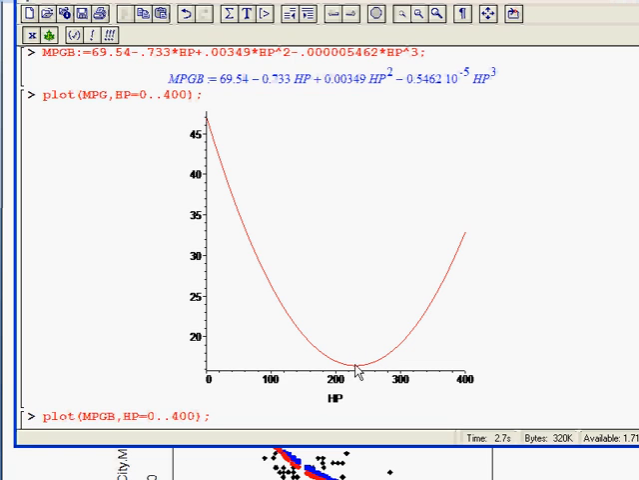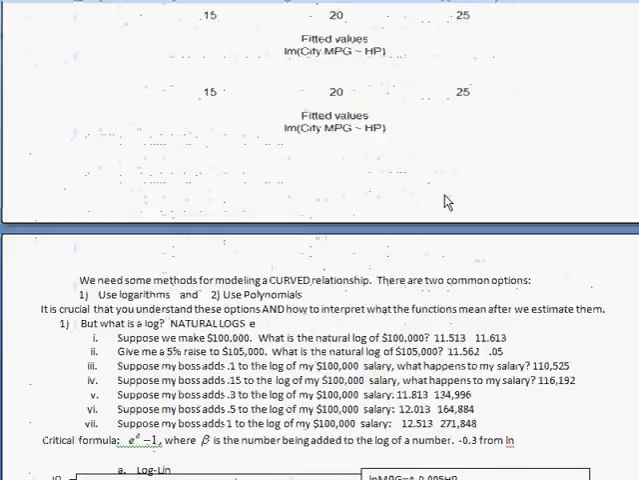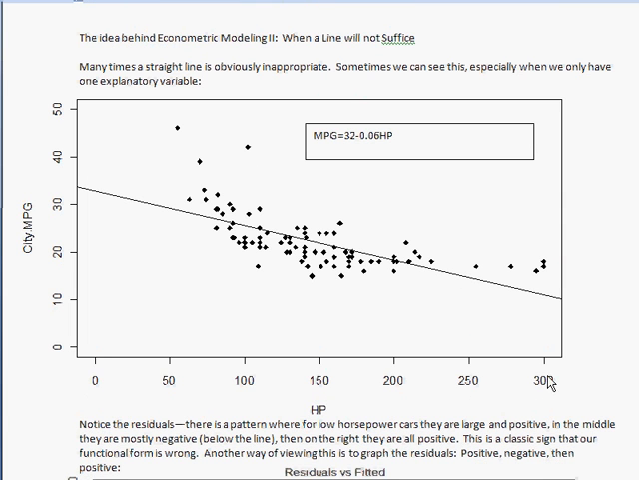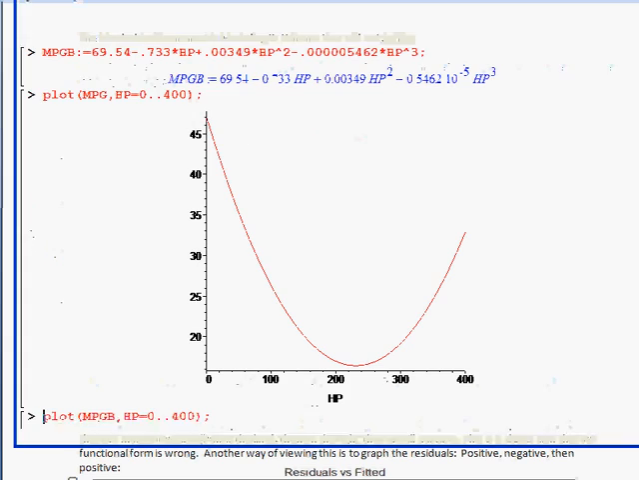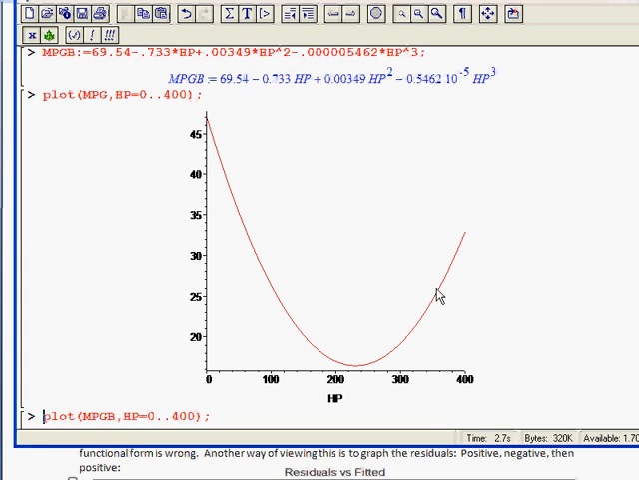It's at about 220 horsepower. And then the miles per gallon starts going up. This is a problem because our data does not do that. Our data goes to 300 horsepower, and even though it starts flattening out, it doesn't go back up again. And so I would caution people about using this equation for cars that have 300 horsepower. Certainly 400 you wouldn't want to use this equation for.